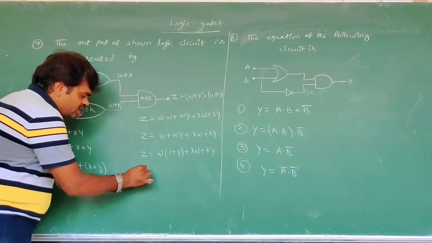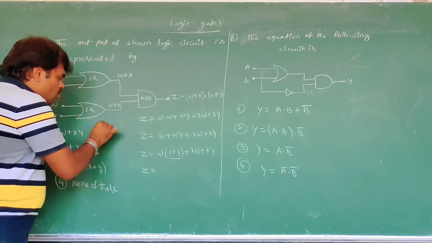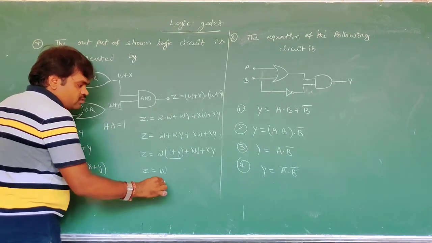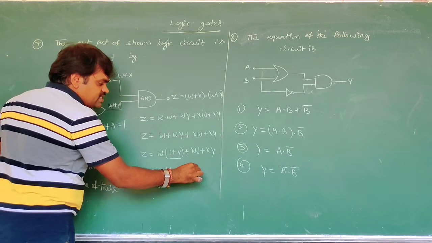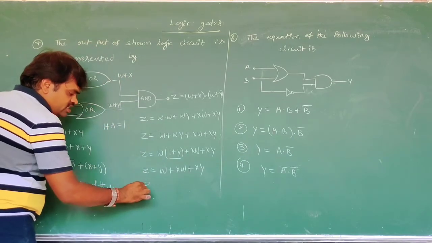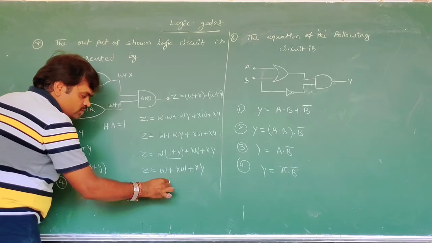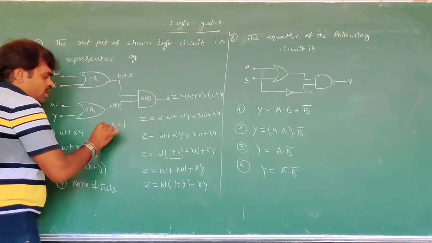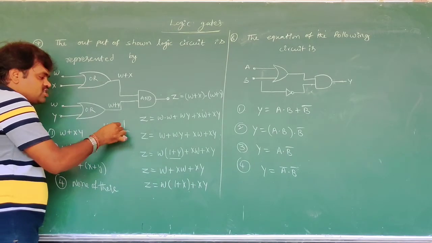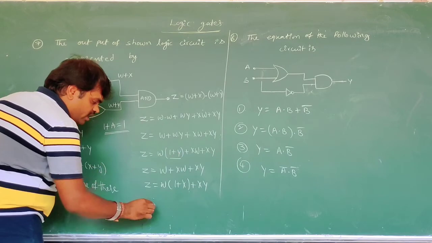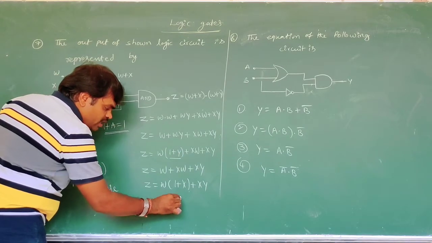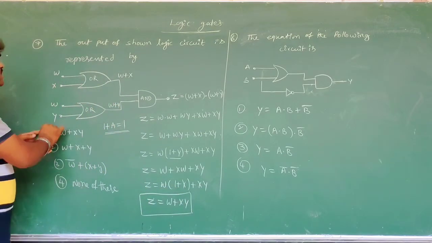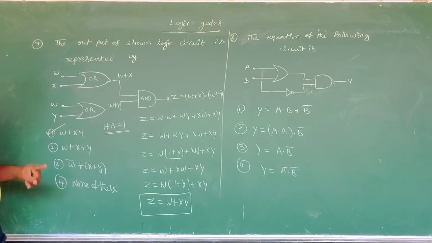Now Z is equal to W into 1 plus X plus XY, using the OR operation 1 plus A is equal to 1. That's why it becomes 1 plus XW plus XY. That is, Z is equal to, again taking W common, W into 1 plus X plus XY. Then 1 plus A is equal to 1, so 1 plus X is 1. Z is equal to W plus XY. That means the output is W plus XY. The first option is correct.